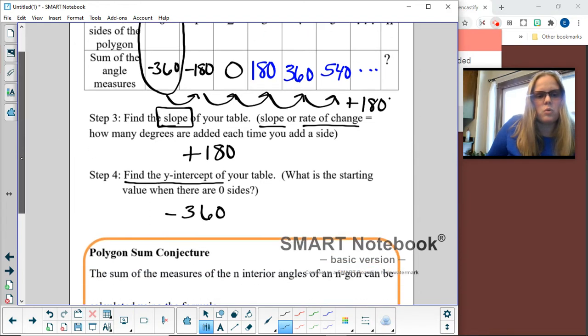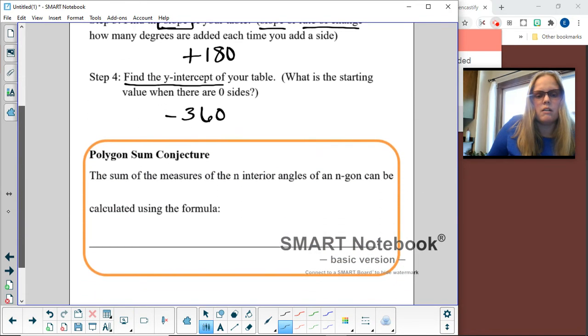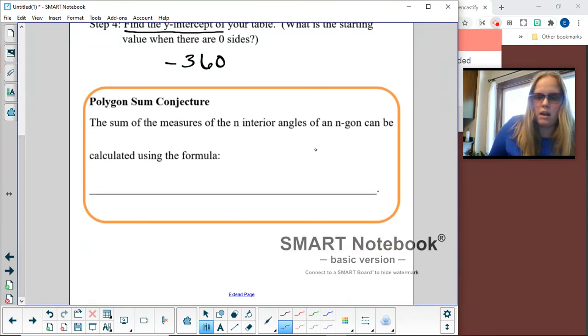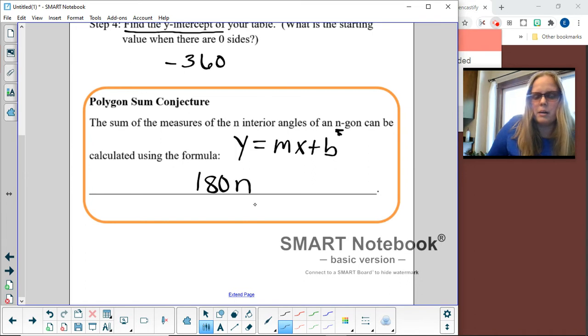So we could actually write a slope-intercept form of this equation to find the total of any polygon, no matter how many sides it has. This n stands for the number of sides. So if you think of the y equals mx plus b from last year, b is our y-intercept, m is our slope. So for our polygon sum formula, we have a slope of 180. We're multiplying by the number of sides. And instead of using x, we're going to use the letter n for number of sides.